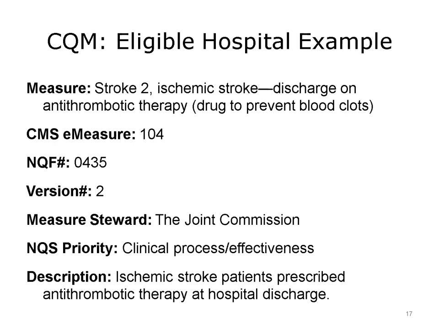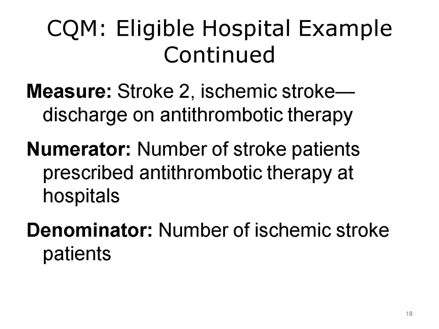The Joint Commission is the designated steward for this measure, which is aligned with the NQS priority of clinical process and effectiveness. The formal description is ischemic stroke, patients prescribed antithrombotic therapy at hospital discharge. The numerator of the quality measure is the total number of stroke patients who are prescribed antithrombotic therapy at hospitals. The denominator is the total number of ischemic stroke patients.